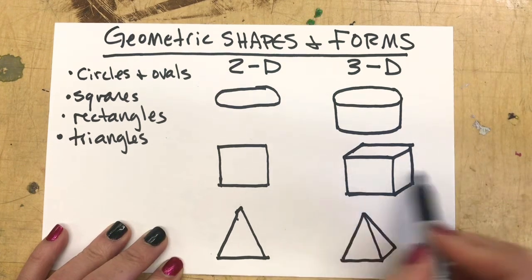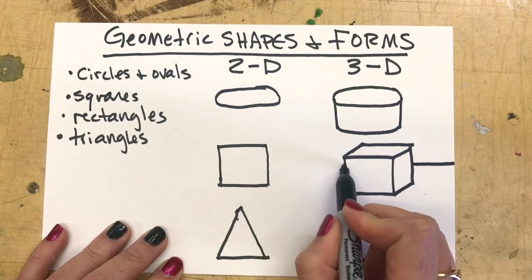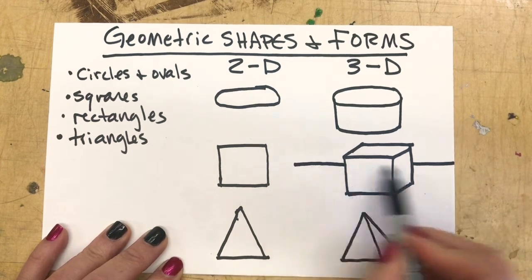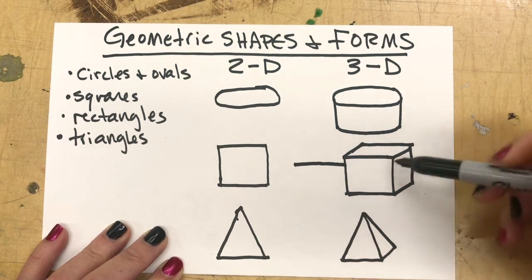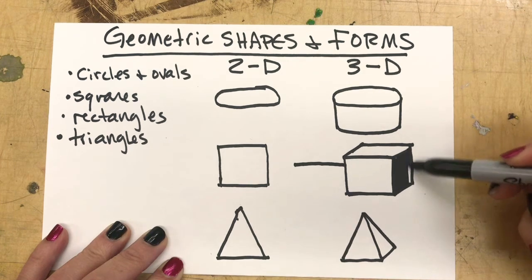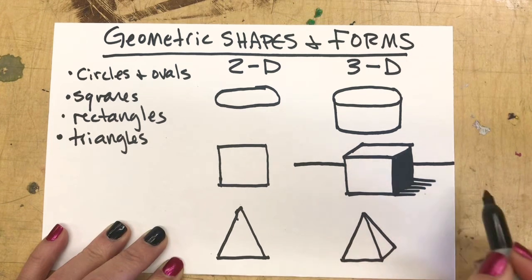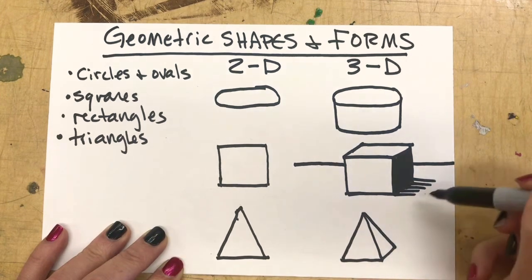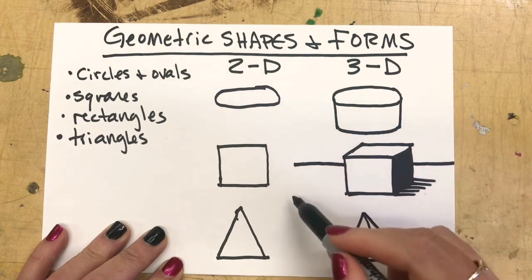Now we can go a step further and put that form somewhere. So if we give it a horizon line, and a horizon line separates the foreground from the background. And then we can give it a light source, which means the direction that the light is coming to hit that form, and give it a little bit of shadow. And now it sits somewhere. In this case, it's sitting on a surface instead of just floating in space.